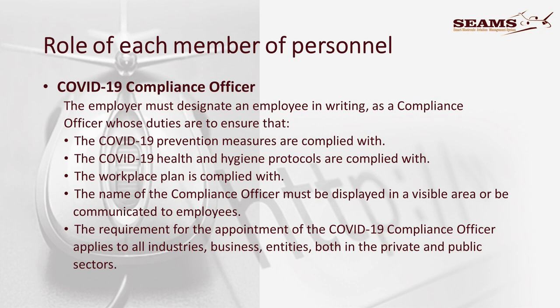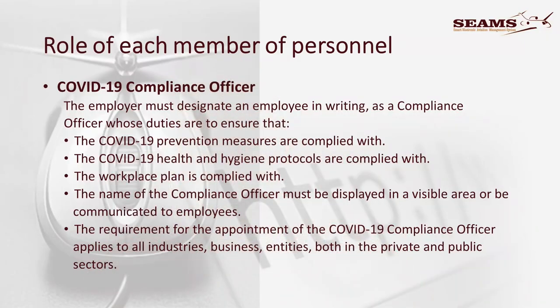Okay, so what's important here? The employer must designate an employee in writing. Okay, so it's an appointment. There has to be a written appointment as a compliance officer whose duties are to ensure that. And just quickly on that, anything that we don't put in writing, when there is a dispute coming, then we can say, well, I didn't know I was the official compliance officer, or whatever the case may be. Put it in writing to get the guys to sign and accept their responsibilities. And in aviation, that's what we do with all the other positions. So just follow the same protocol.